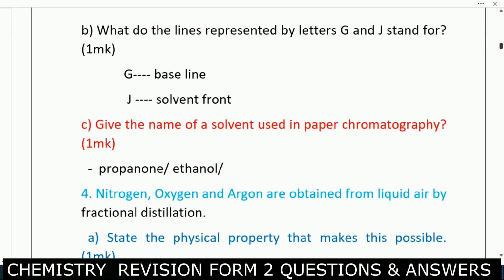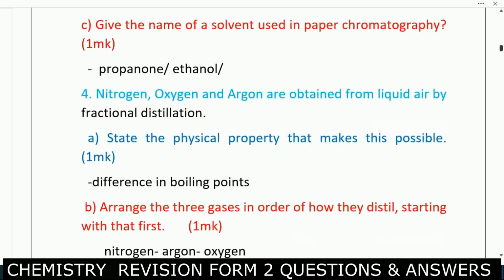What do the lines represented by letter G and J stand for? There was a mistake on this question because we don't have the picture. We go to C. Give the name of a solvent used in paper chromatography. Name of the solvent, that one is propanol or ethanol.